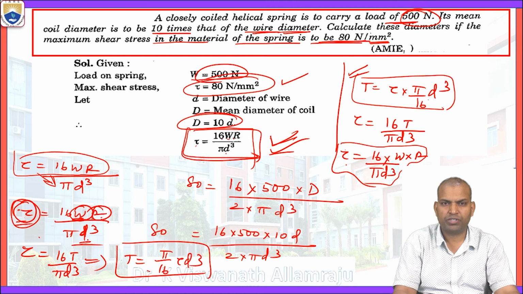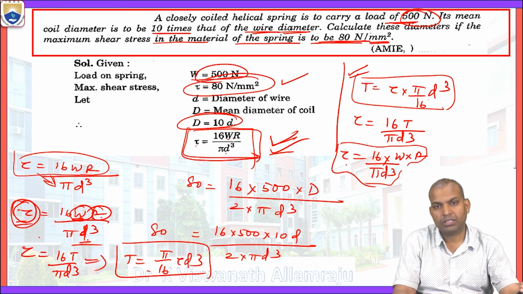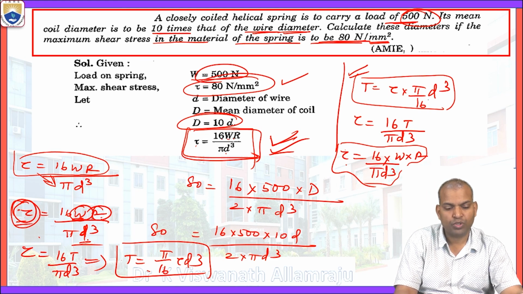We derived the expression of the shear stress developed in the closely coiled helical spring, the deflection expression, and the stiffness expression of a closely coiled helical spring. And we solved one model problem applying the expression of the shear stress, to find out the dimensions, that means the mean coil diameter and the diameter of the wire.